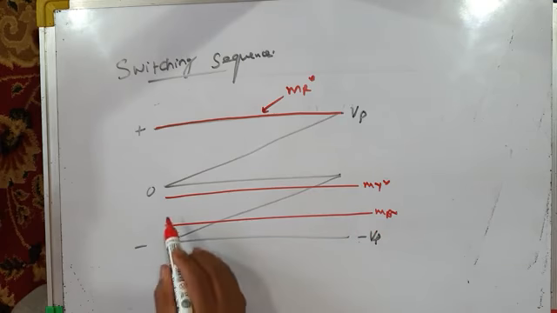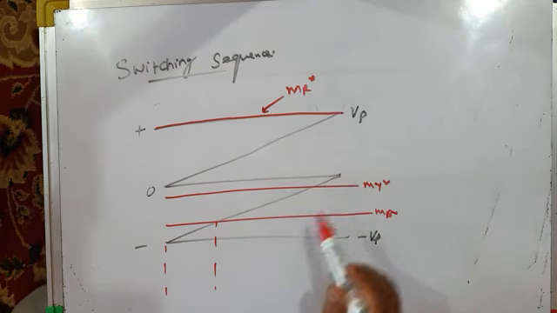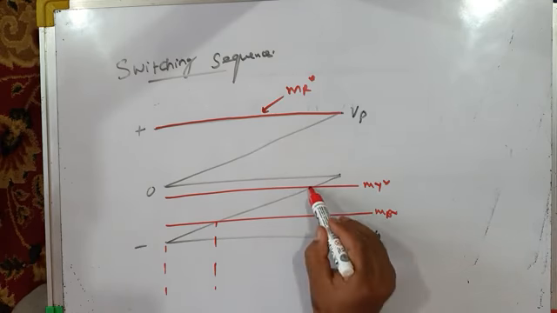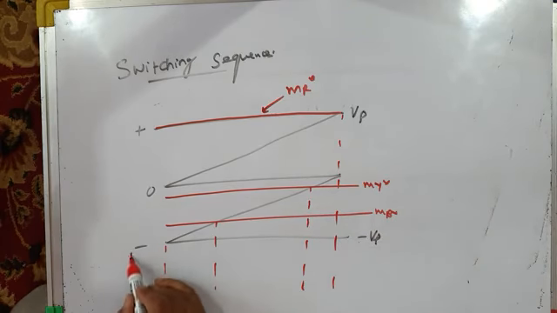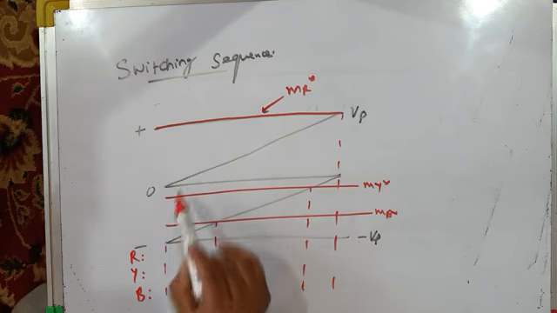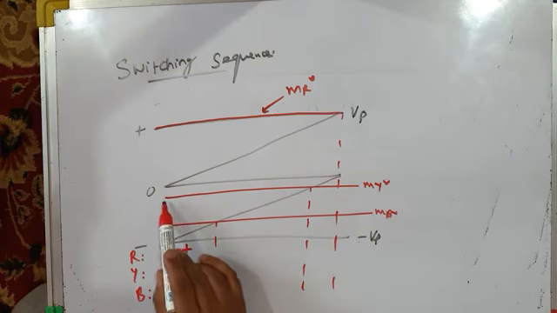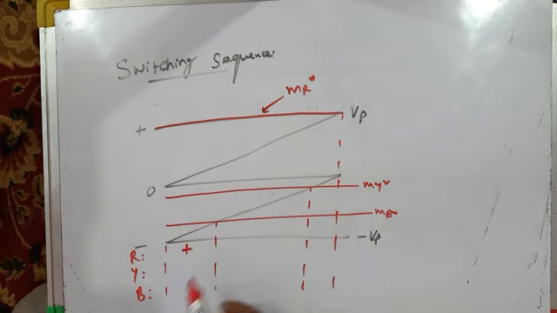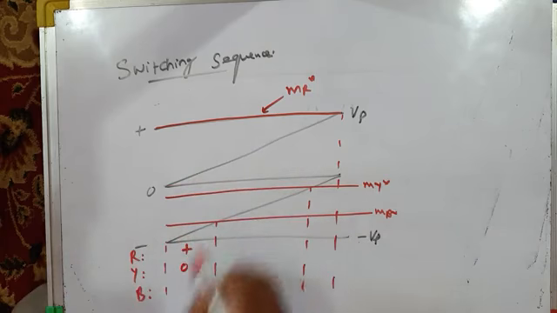Now see the switching sequence. From here to here is the first switching, up to here is the second switching, and this is the third switching. Now this is the status of phase leg R, phase Y and phase B. During this period, you can see MR star is greater than both the carriers, so it has a status of plus. What about MY star? MY star is greater than this carrier but less than this carrier, so it is 0. MB star is also greater than this carrier but less than this carrier, so 0. So plus, 0, 0.